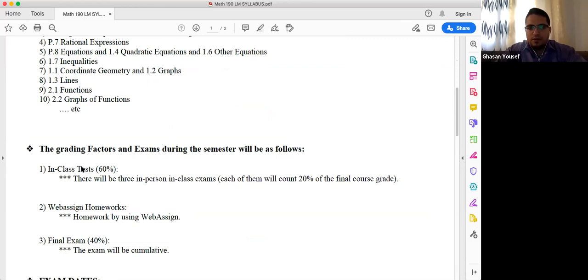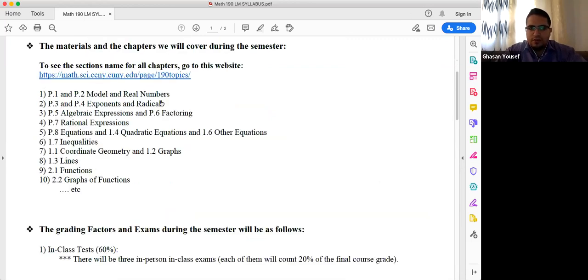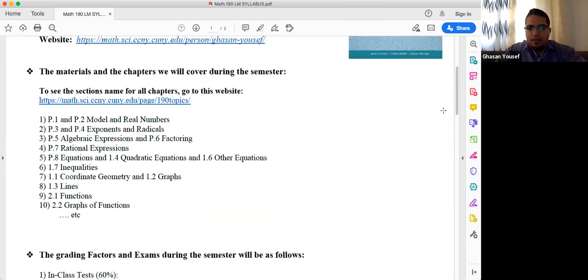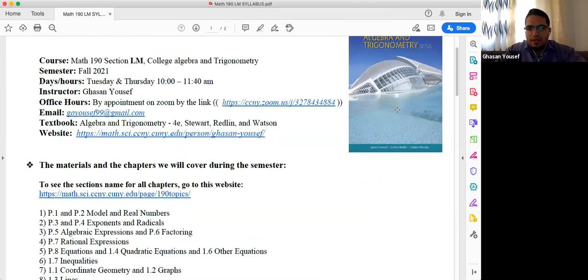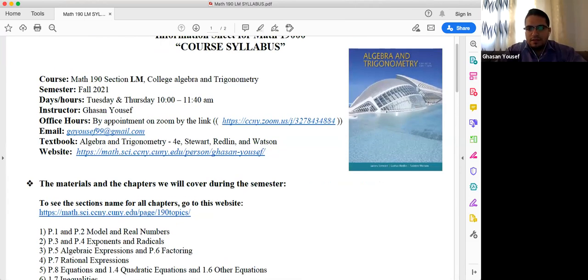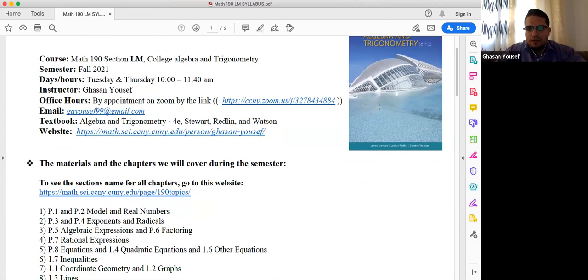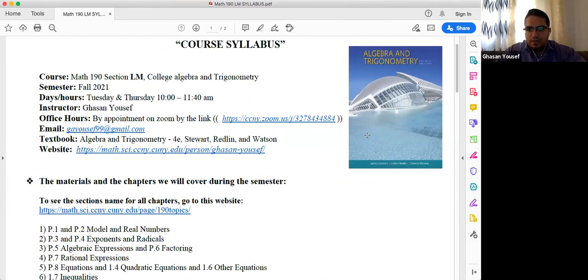Is it clear, the topics? If you want to know all the topics, you just have to click here in this link. By the way, the cover of our book is like this here. It has a blue hardcover. Algebra and Trigonometry, like this.